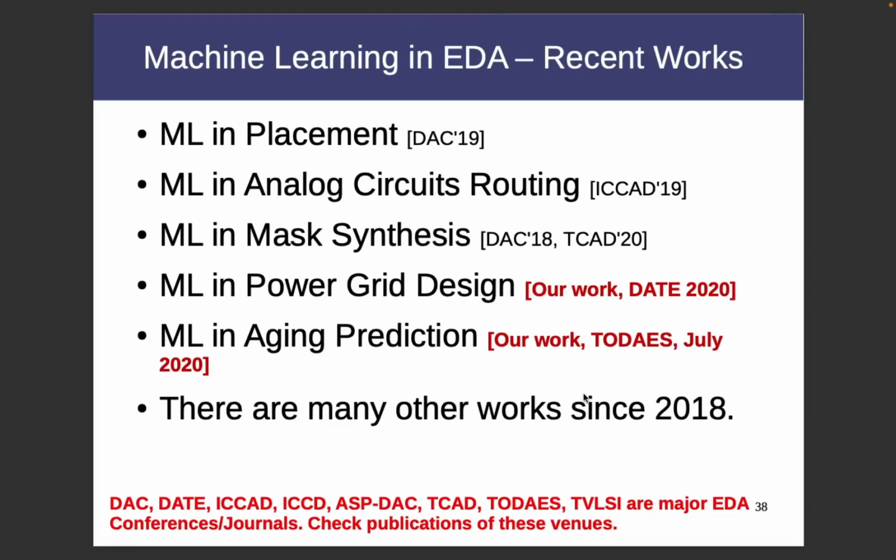So there have been different works in the literature for solving different EDA problems using machine learning. Today I'll be discussing mostly my work, which is machine learning for power grid design, and machine learning based electromigration, or aging, prediction. These two works we have published, and I'll be discussing them mostly.